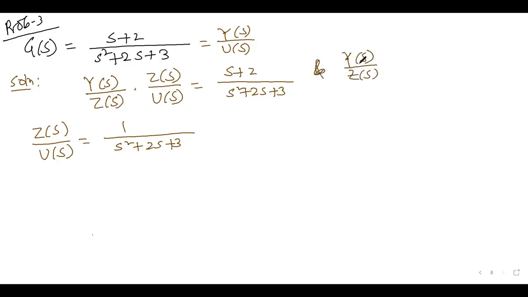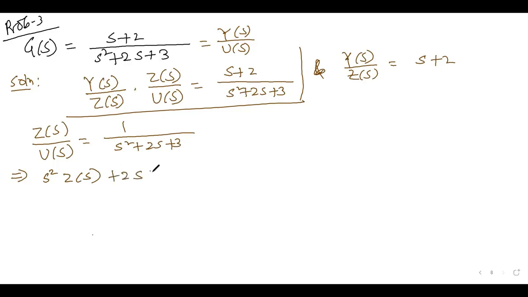Ys by zs, so ys by zs is what? The numerator s plus 2. Now cross multiply, what will happen? s squared Zs plus 2s Zs plus 3 Zs is equal to Us.